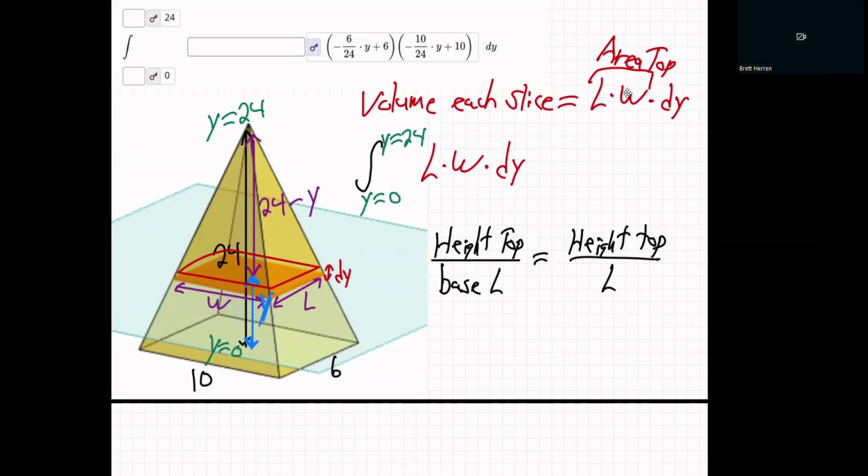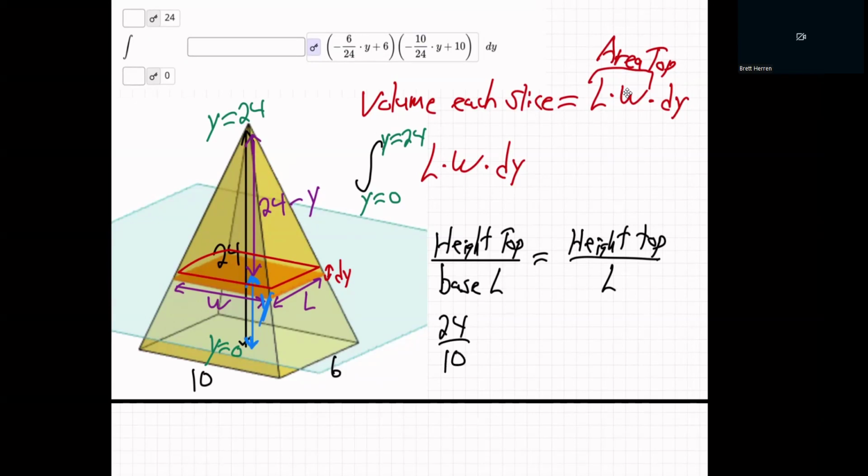So what am I talking about? Again, the whole height is 24. We're letting y be the distance from the ground up. It says right there in blue: y is the distance from the bottom up to the slice. So if 24 is the whole distance and y is the distance from the bottom up to the slice, then the top part is 24 minus y, isn't it? Well, that's what we need to use.